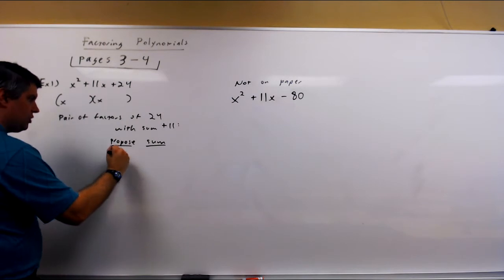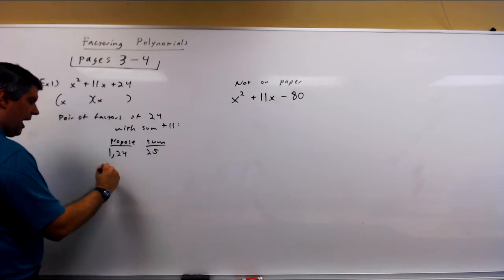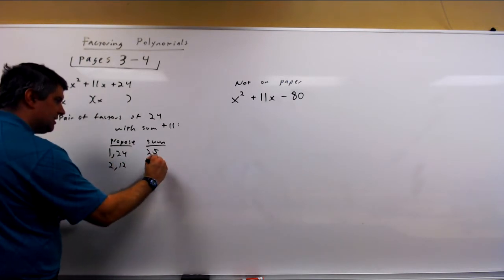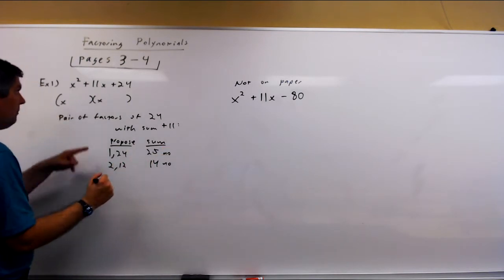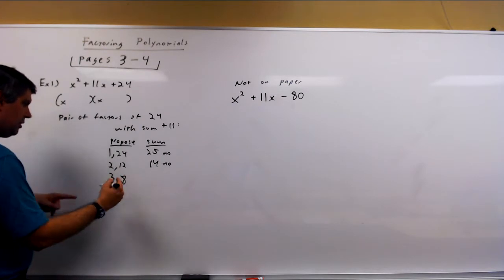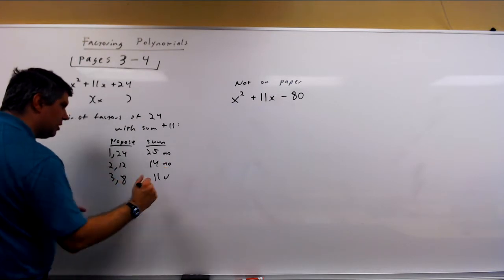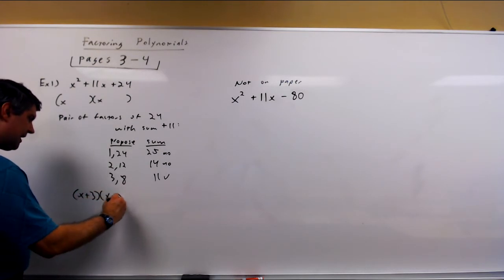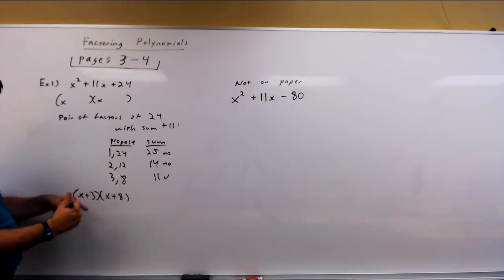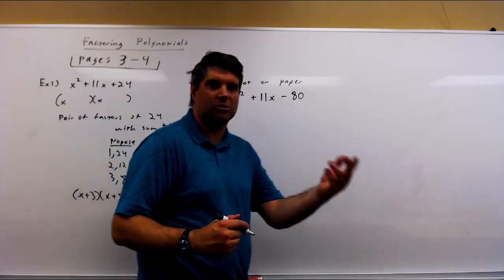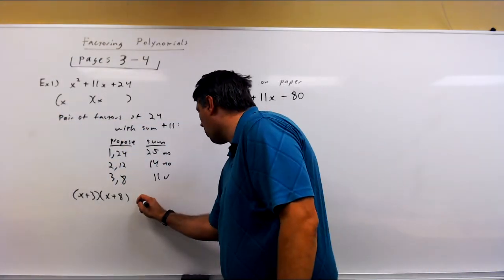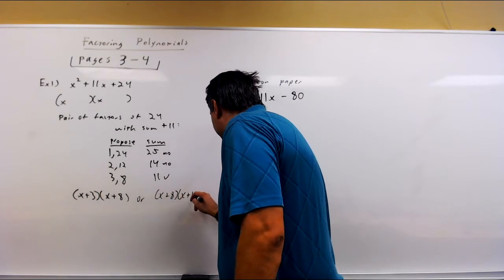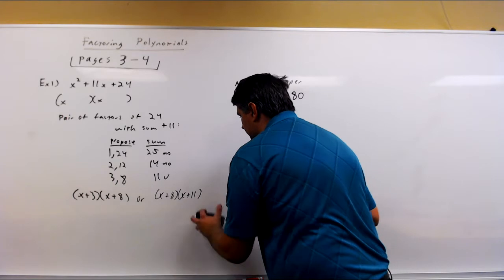So I could do 1 and 24, that's 25. I could do 2 and 12. That's a pair of factors of 24 that adds up to 14. These are no. But 3 and 8 does the job. 3 and 8 is 11. So you could do x plus 3 and x plus 8, because those would be the second terms. Alternatively, you could do the other order: x plus 8, x plus 3.